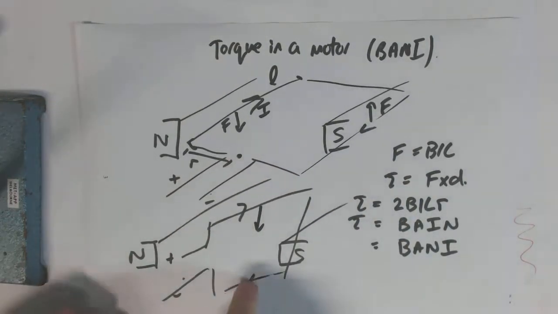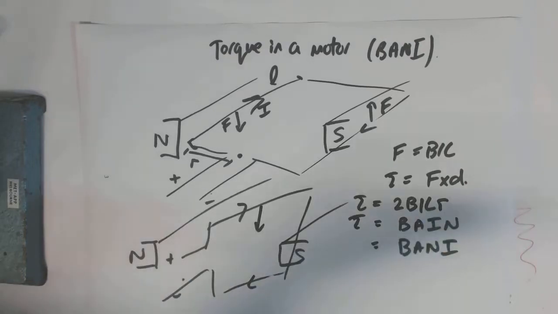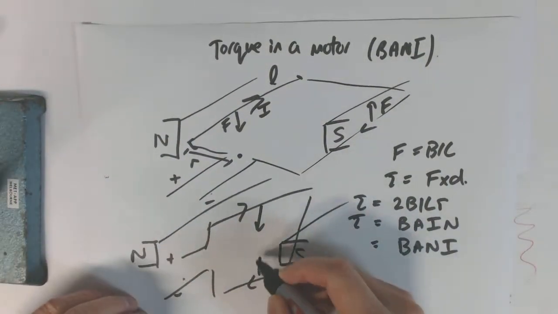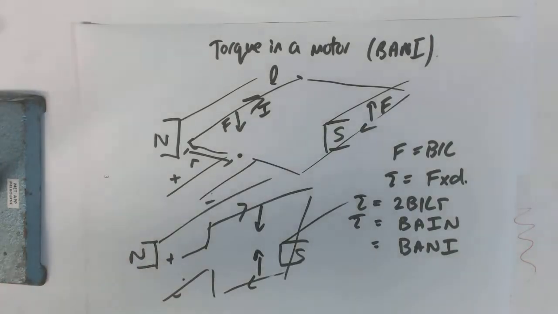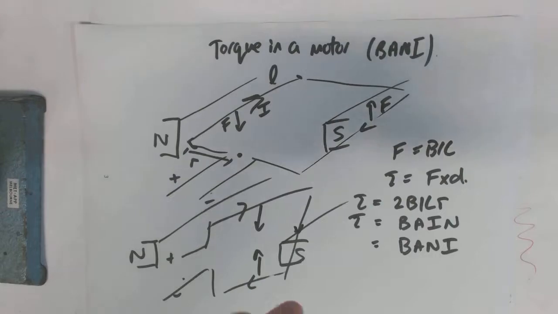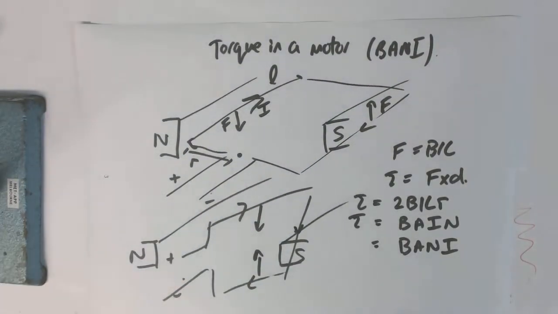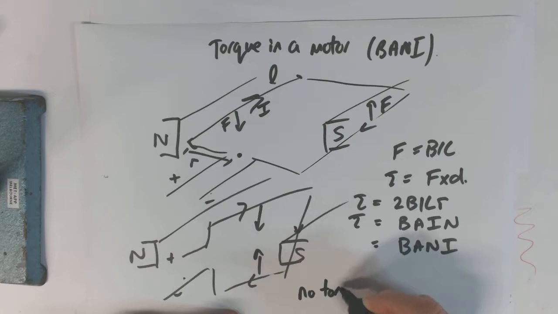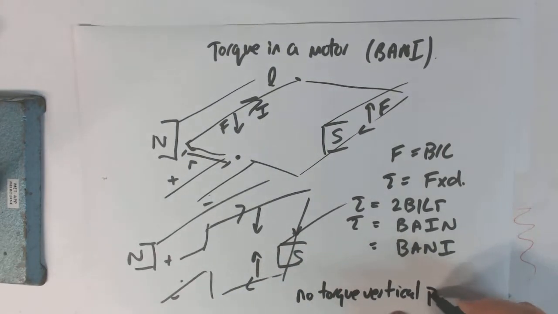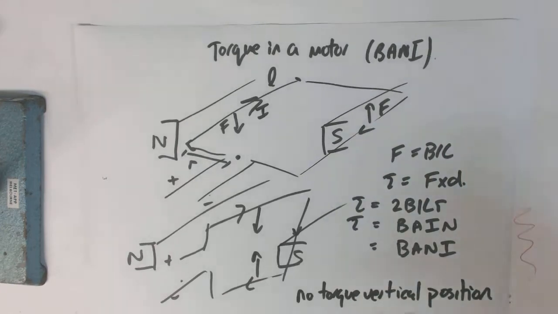And if we do this one, down at the bottom here, north to south, and current coming back that way, force is up. So you'll find that in the vertical position, the forces cancel, and so we don't get a torque. This one here, north to south, down, it comes in. So again, no torque in the vertical position. And we work that out from the formula.